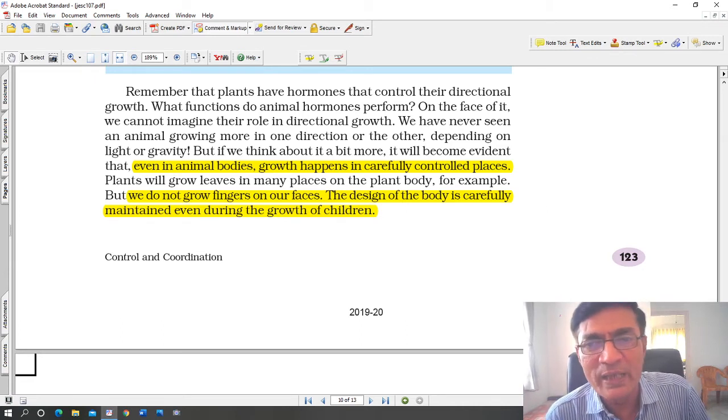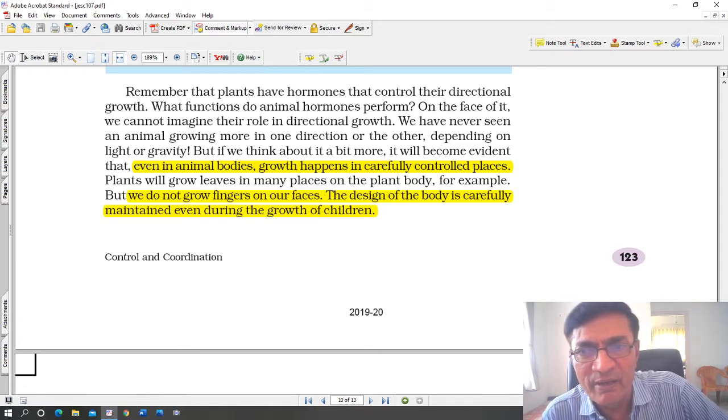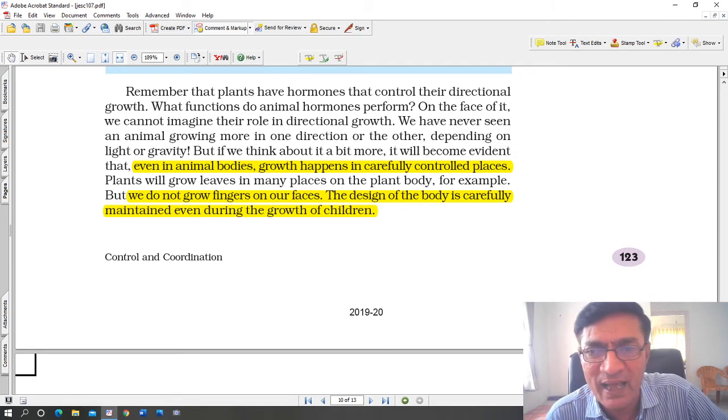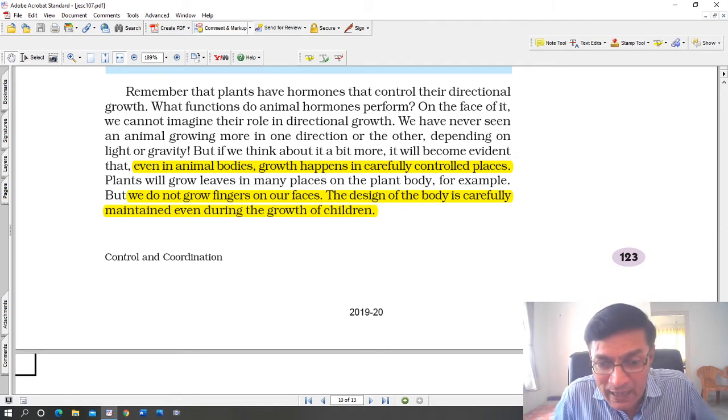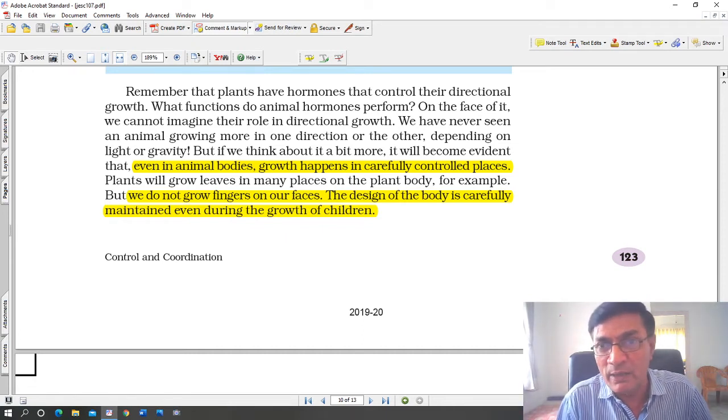What functions do animal hormones perform? On the face of it, we cannot imagine the role in directional growth. We have never seen an animal growing more in one direction or the other depending on light or gravity. हमारे हाथ लाइट की तरफ नहीं जाते, हमारे पैर ग्रेविटी की तरफ बड़े नहीं होते हैं. Otherwise they will keep growing throughout life.